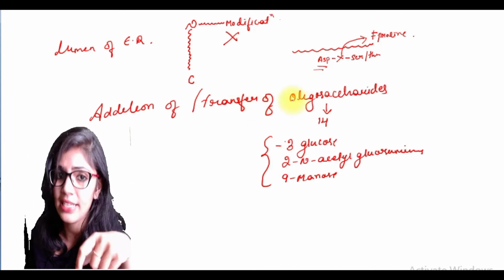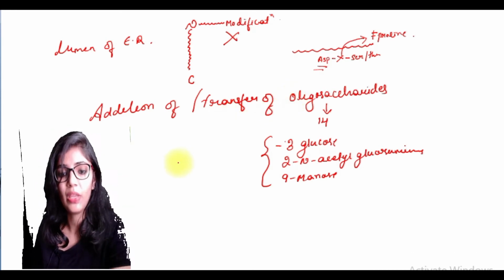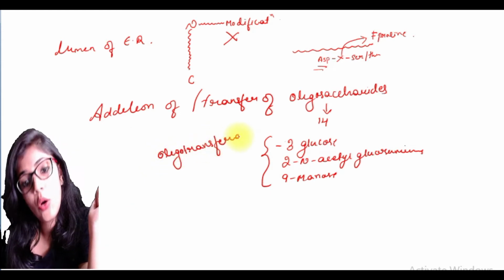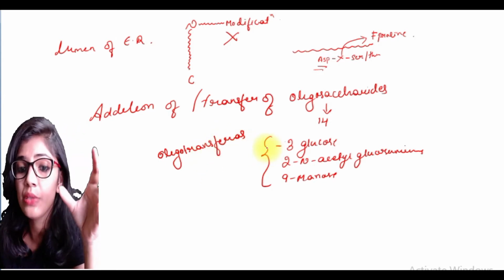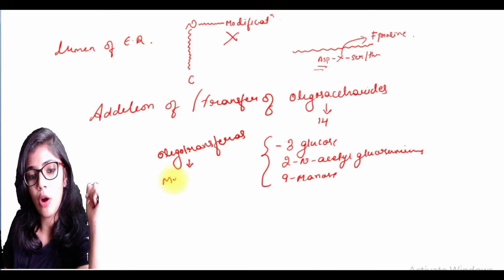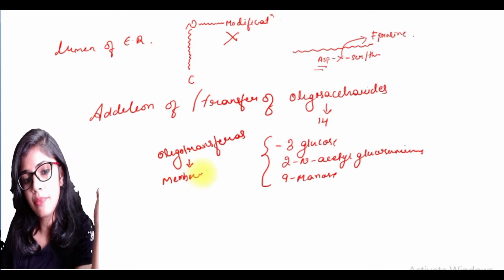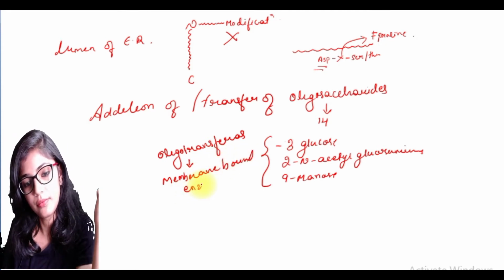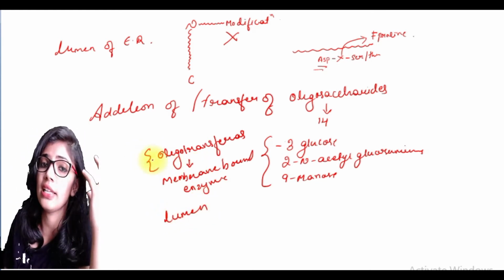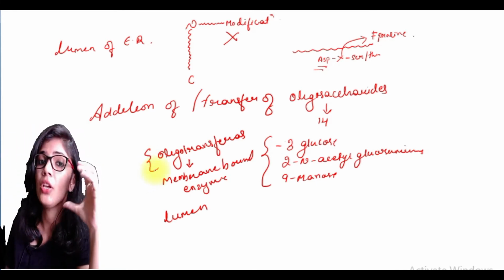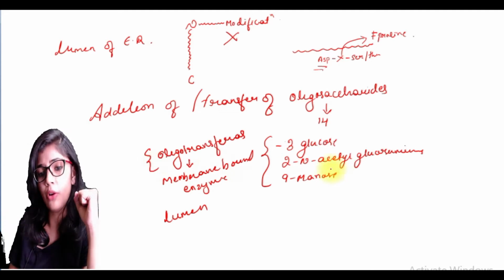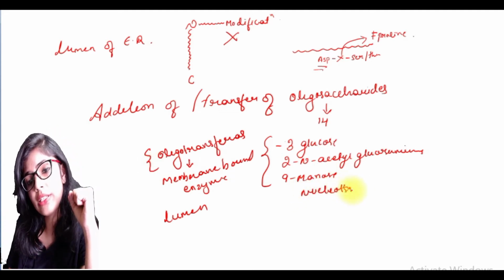If these oligosaccharides are transferred to the protein, it needs an enzyme, and the name of the enzyme is oligosaccharyltransferase. This enzyme helps in the transfer of the oligosaccharides to the protein, and it is a membrane bound enzyme present near the lumen site. As the enzyme is present near the lumen site, the modification will take place inside the lumen. For this addition, first of all the oligosaccharides need to be activated, and for the activation we need some nucleotides.